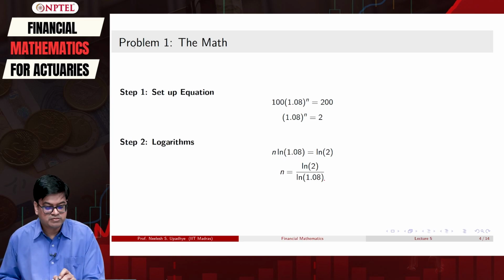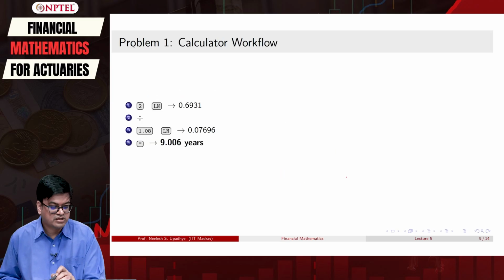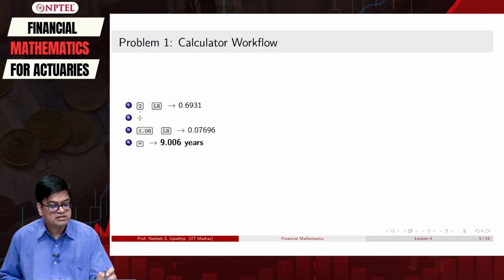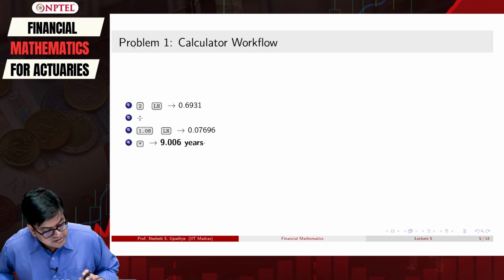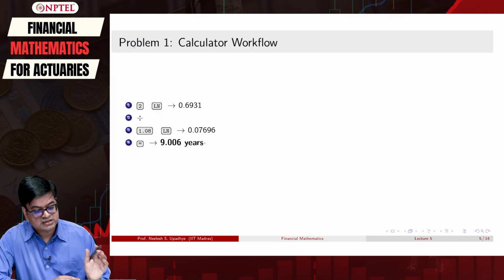This is the second step, and the final step is on the calculator, where in this sequence you have displayed the output. ln 2 gives 0.6931, divided by ln 1.08, which gives you 0.7696. Pressing the equal to sign gives you 9.006 years. Again, this is not over. You have to verify this answer, right?